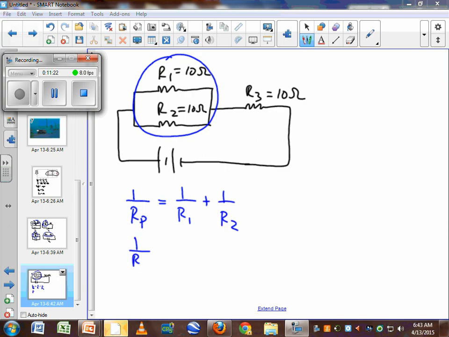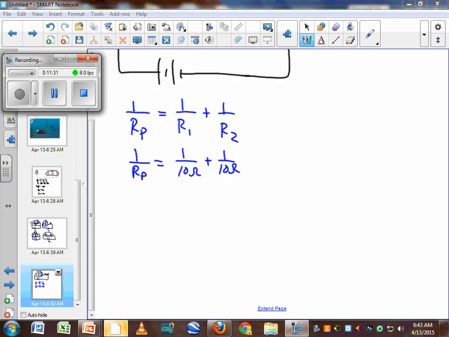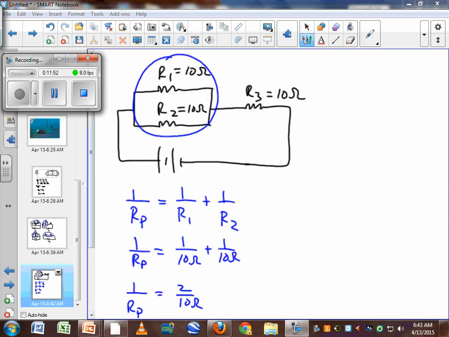And 1 over Rp equals 1 over 10 plus 1 over 10 ohms. And so 1 over Rp equals, when you add those together, 2 over 10 ohms. Then if you cross multiply and solve for Rp, you get 5 ohms. So what that means is that R1 and R2 together are 5 ohms. So these two here act as one 5 ohm resistor.